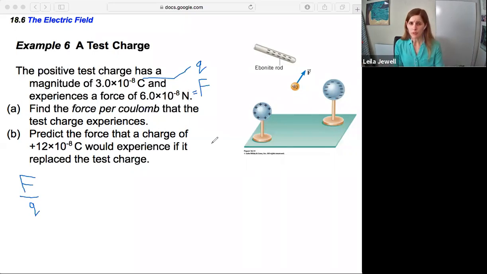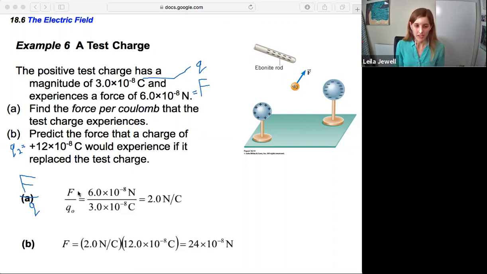But if you aren't comfortable with that jump, because it is a little bit of a jump, we can use our result from part A. Because notice in part A, we got the force per charge, but then we can multiply by our new charge, Q2, to get the force that Q2 would experience. So that's a pretty nifty workaround. Let's see how it works out in the math.